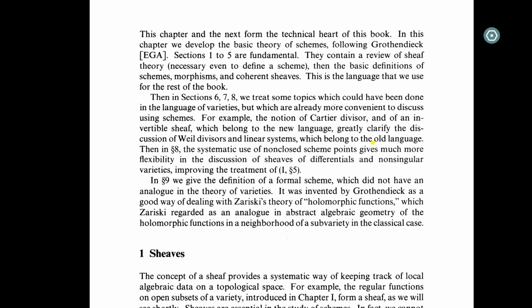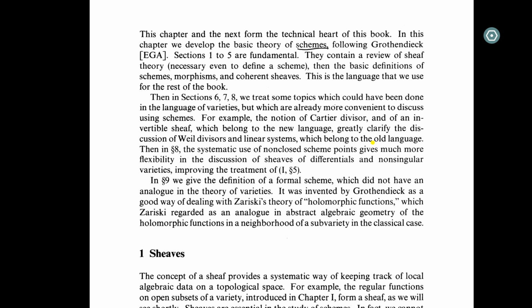This chapter and the next chapter form the technical heart of this book. In this chapter we develop the basic theory of schemes following Grothendieck. Sections 1 to 5 are fundamental. They contain a review of sheaf theory. Sheaf theory is necessary even to define a scheme. Then we give the basic definition of schemes, morphisms, and coherent sheaves. This is the language that we use for the rest of this book.